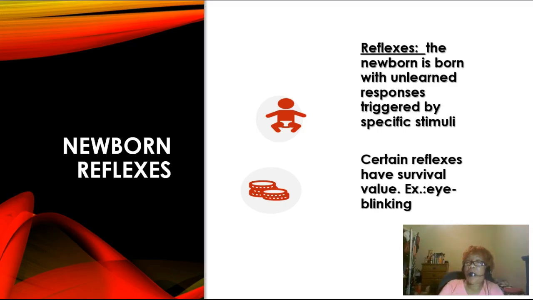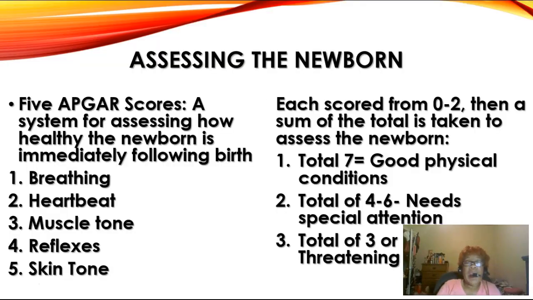Reflexes are unlearned responses in the newborn that are triggered by specific stimuli, such as eye blinking. And eye blinking, we know, has a survival value. How to assess the newborn? There are 5 APGAR scores, which is a scoring system to assess how healthy the newborn is immediately following birth. They assess breathing, heartbeat, muscle tone, and reflexes, as well as the skin tone. Each of these items is scored on a scale from 0 to 2. Then they are given a sum total, which is taken to assess the newborn.